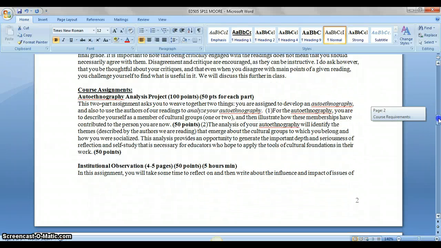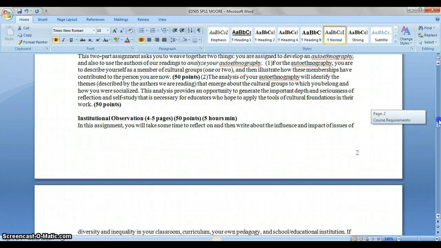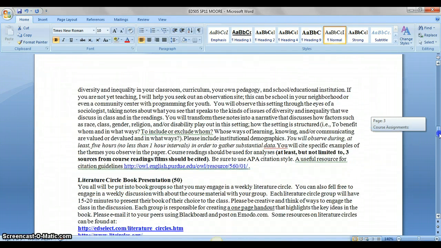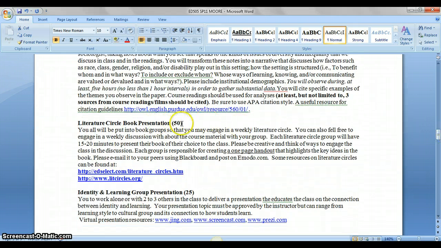Your assignments are right here. As you can see, we're going to be doing an autoethnography. Before your assignments are due, I'm going to give a brief video highlighting what I would be expecting for these assignments. So you have the autoethnography, the institutional observation, and then your literature circles.